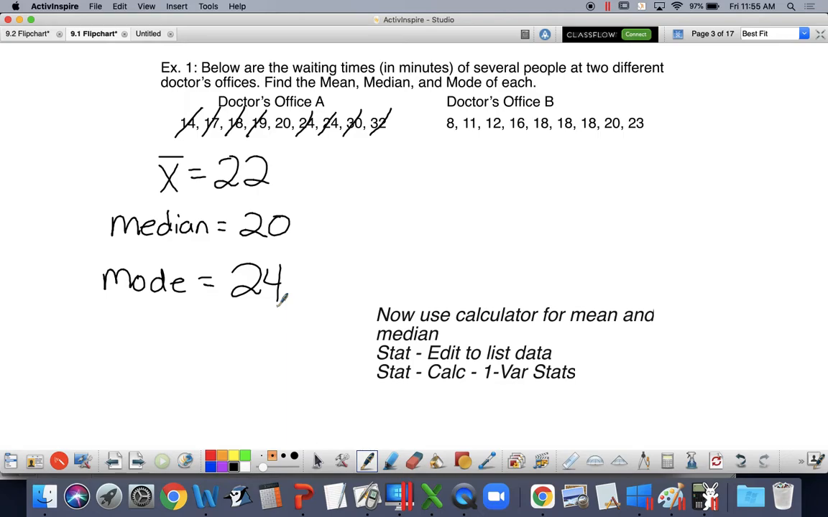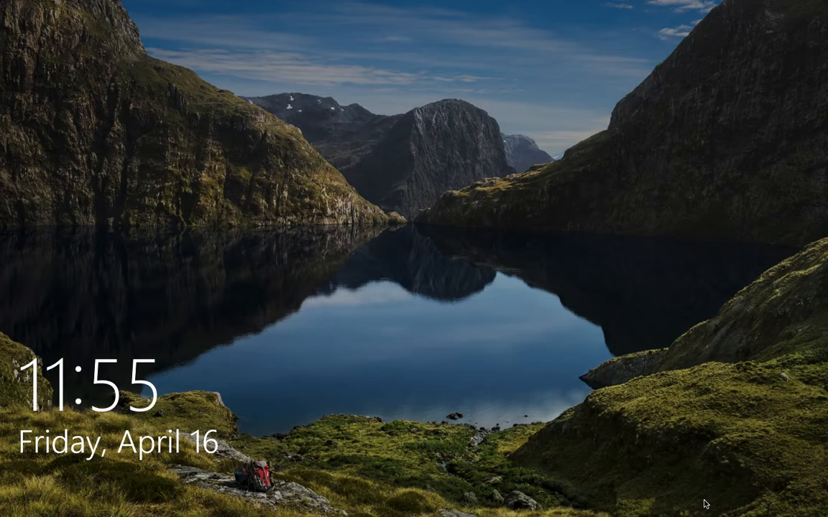Now let's do the same thing for a doctor's office B. Now you'll notice here, we can start to use our calculators if we'd like to. You do have a stat button on your calculator. And then you can hit edit. Let me see if my calculator is still pulled up here. Oh, it's going to ask me to sign in.